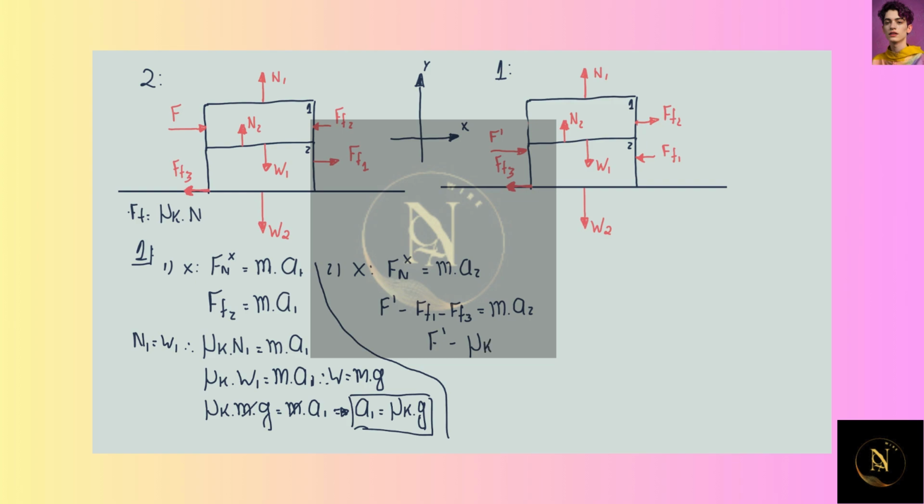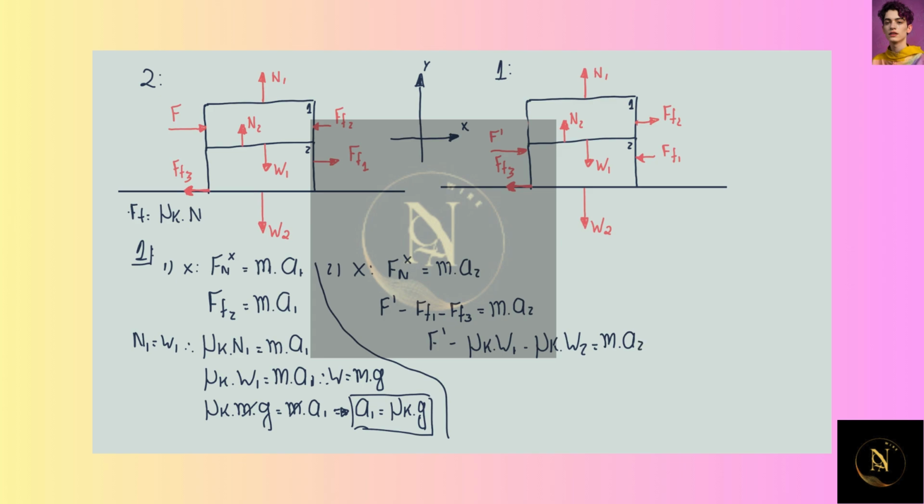Now, going to the other equation and doing a similar thing, we get that F prime minus mu k times the contact force that block number 1 is exerting on block number 2. And such contact force is equal to the weight of block number 1. So times W1 minus mu k times the frictional force number 3. The frictional force number 3 is given by the kinetic frictional coefficient times the normal force that the ground exerts on block number 2. And such force is equal to the weight of block number 2. Then we have this, and it is equal to the mass times the acceleration of that block.